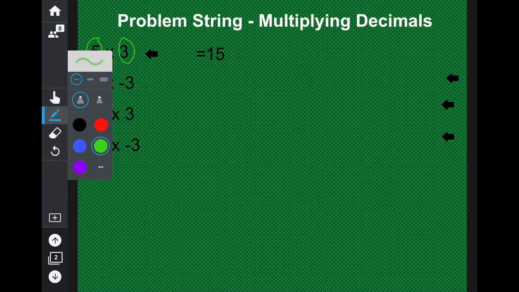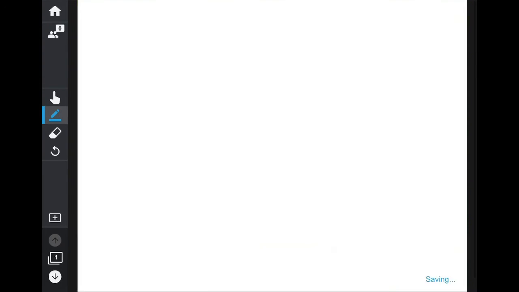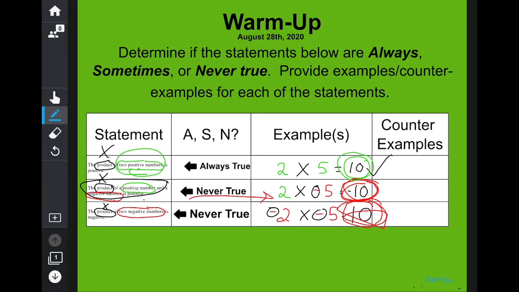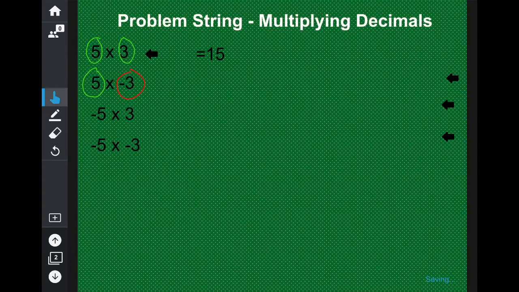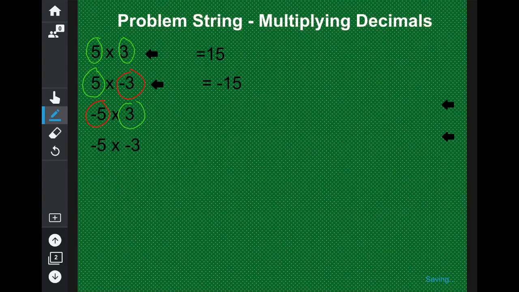Our second example here, I have a positive 5 and I have a negative 3. Looking back at our warm-up, it says when we have a positive number and a negative number, it gives us a negative number. So my answer should be negative 15. Our third example, I have a negative 5 and I have a positive 3. Well, this example is similar to this one. I have 1 negative and I have 1 positive. So I should get the same answer, which is negative 15.